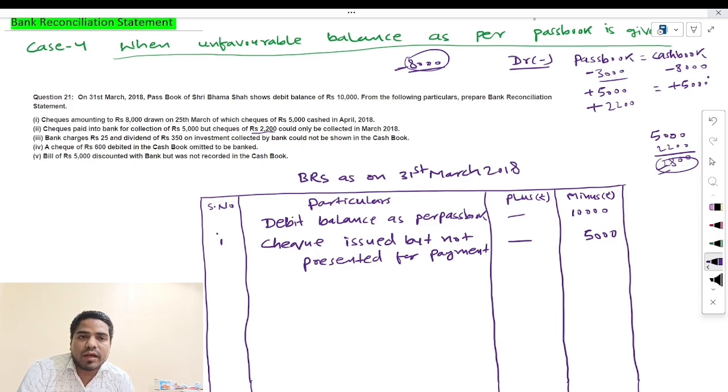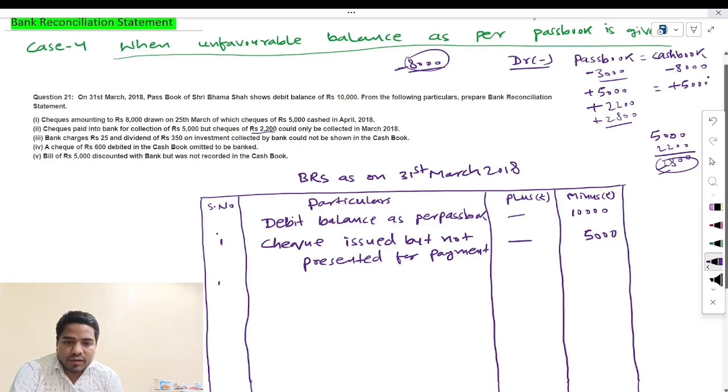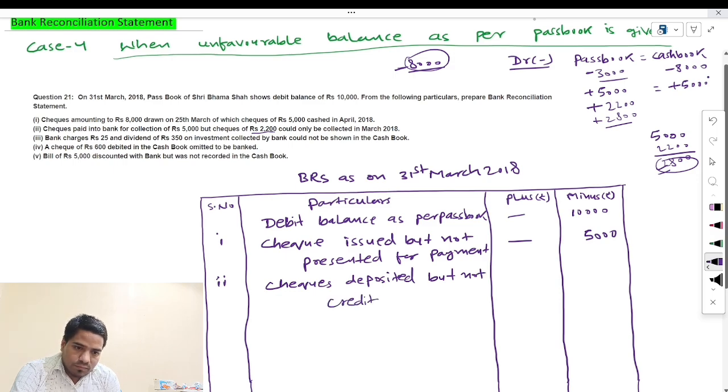Then what do you have to do? We have to equate the balance of passbook with the balance of cash book. Then this 2,800 we have to add in the passbook. Then only our balance will be equal. So we will write here second case: checks deposited but not credited. How much was the amount? 2,800 has not been credited.